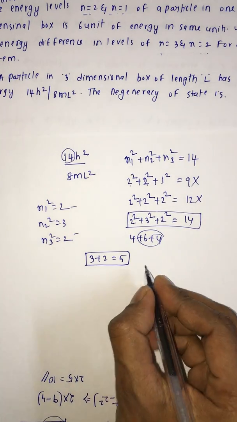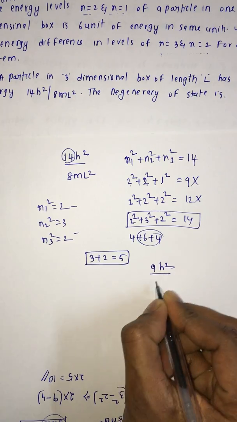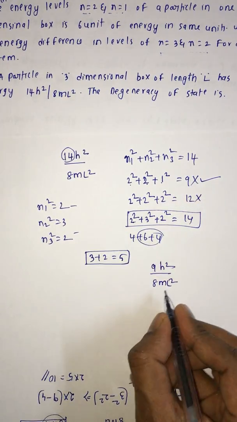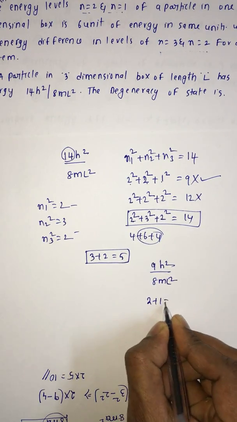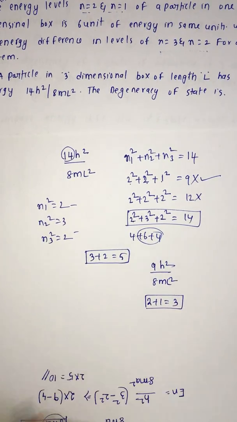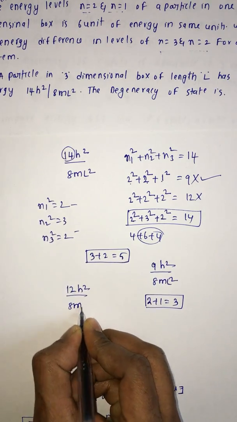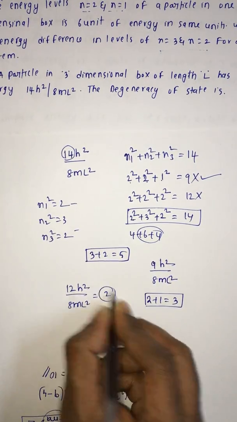If it is like 9 h square by 8ml square, then 2 plus 1, degeneracy is 3. If it is 12 h square by 8ml square, then degeneracy will be 2, like that.